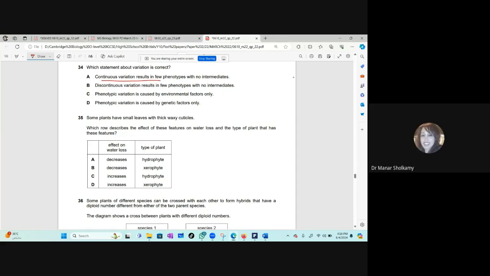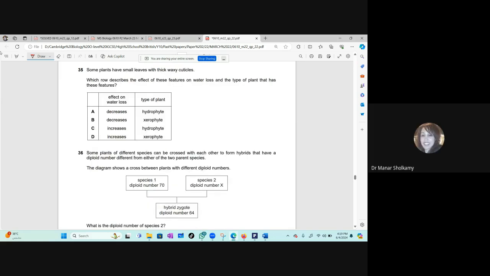Can you see the screen now? Yes. Which statement about variation is correct? Continuous variation results in few phenotypes with no intermediates, or discontinuous variation results in few phenotypes with no intermediates, or phenotypic variation is caused by environmental factors only, or genetic factors only. Question 34: A, B, C, or D? B. Yes, it's discontinuous variation with a few phenotypes, correct.